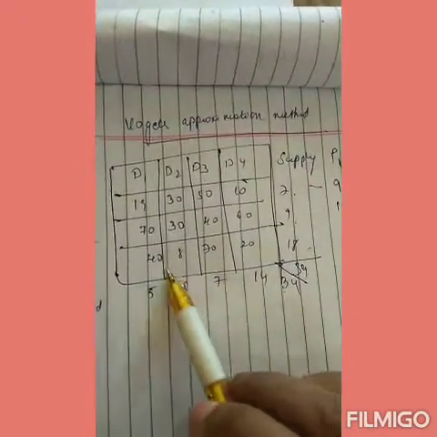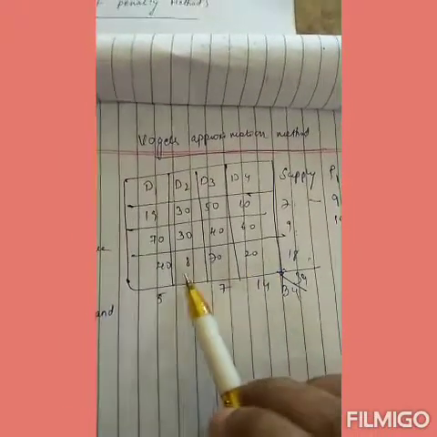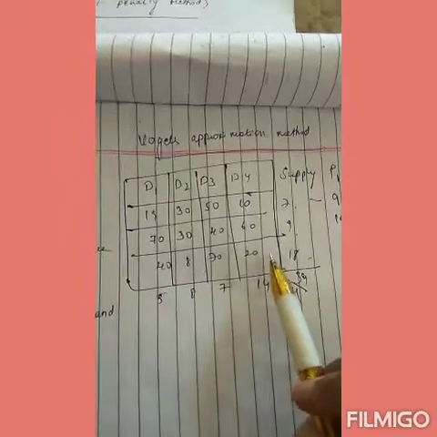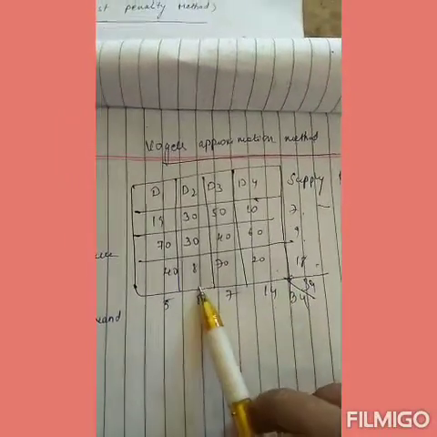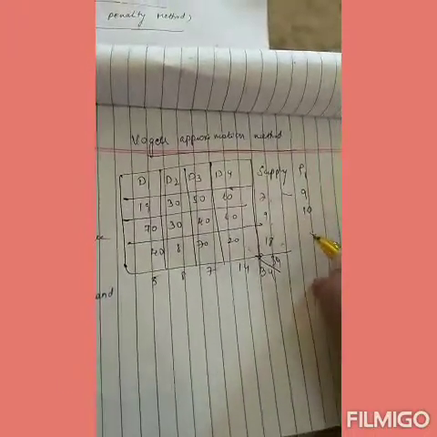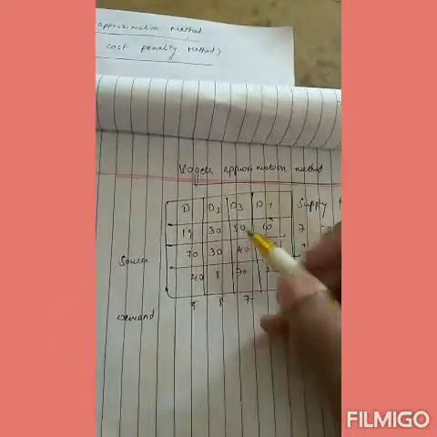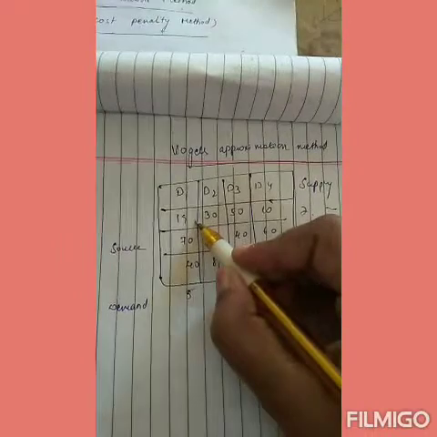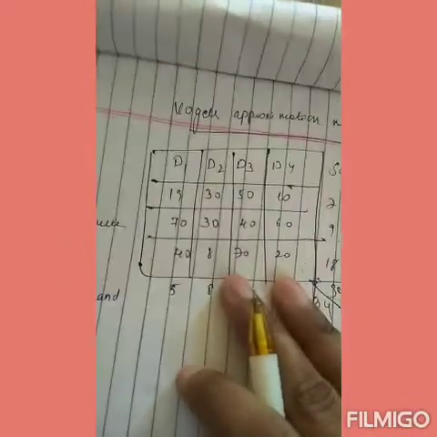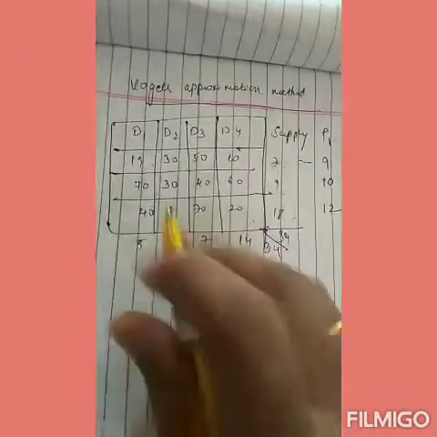And next, 48, 70, 20. The first minimum is 8, the second minimum is 20. So second minimum minus first minimum is 20 minus 8, which is 12. Okay, and next, first minimum is 19, second minimum is 40. So 40 minus 19, 21.